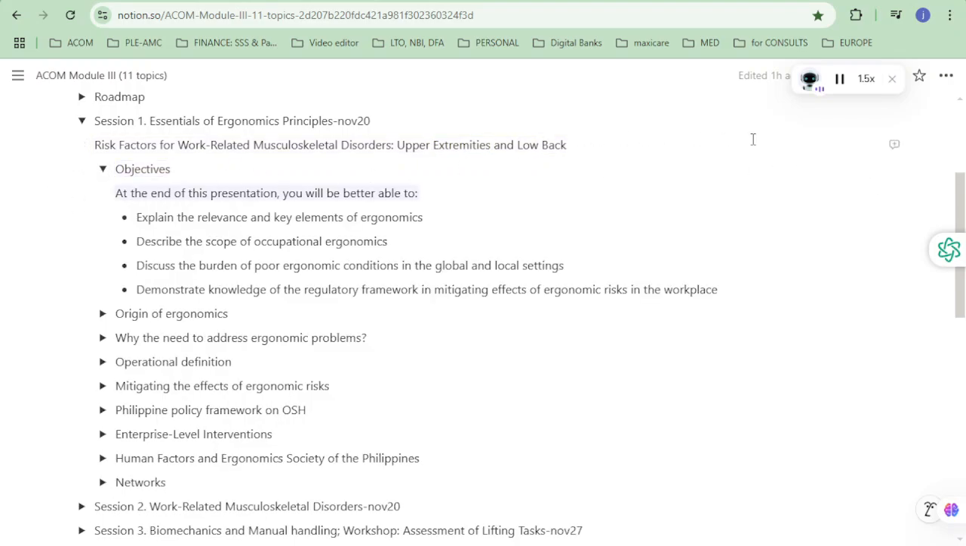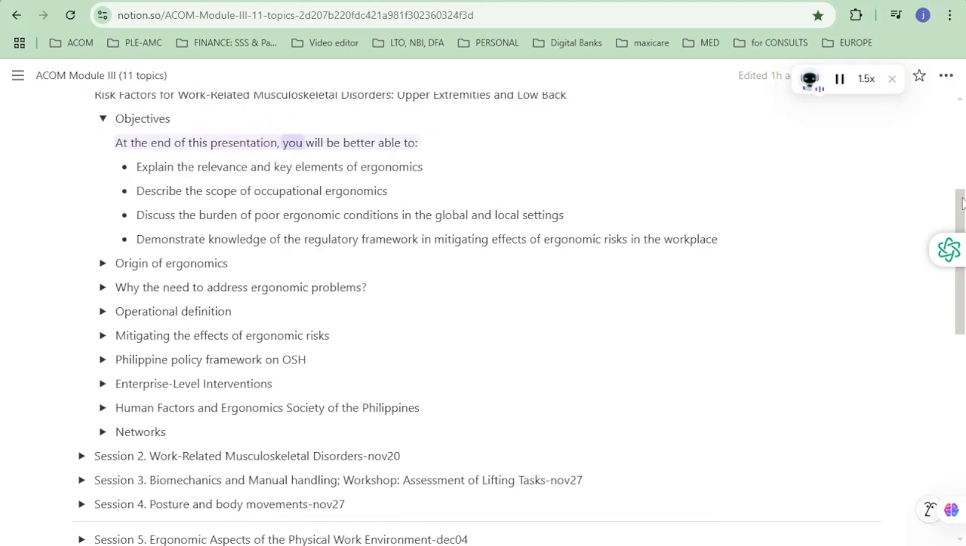Objectives. At the end of this presentation, you will be better able to explain the relevance and key elements of ergonomics. Describe the scope of occupational ergonomics. Discuss the burden of poor ergonomic conditions in the global and local settings. Demonstrate knowledge of the regulatory framework in mitigating effects of ergonomic risks in the workplace.